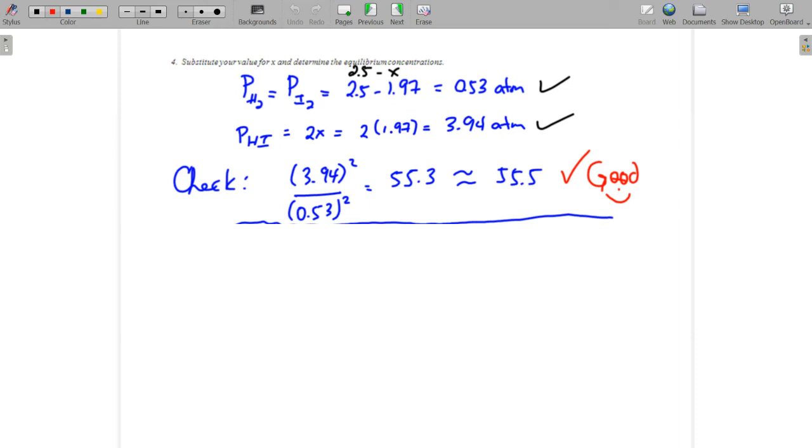Now, to double check your work, it's always really important for you to double check your work. If you plug that back into the equation, you get 55.3, which is approximately 55.5 with all of our rounding errors, so you're good to go. That is the first and easiest type of problem that you can do.